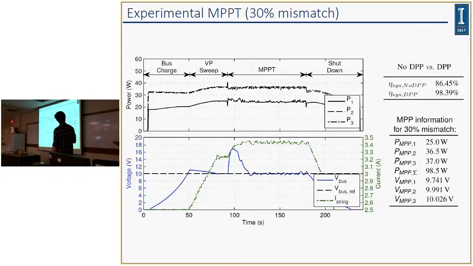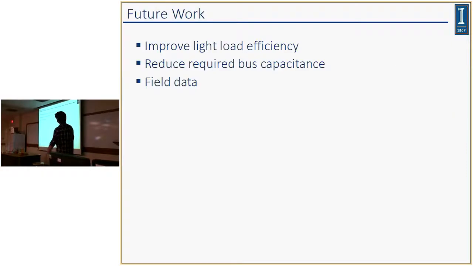So the maximum power point tracking efficiency of this topology is 98.39%, and that includes the converter loss as well. That's just a product of the conversion losses and the tracking efficiency. I still need to measure the actual tracking efficiency, but it's still much better than the conventional no-DPP solution that just uses bypass diodes. It's like 12% better. Future work just includes improving the light load efficiency.